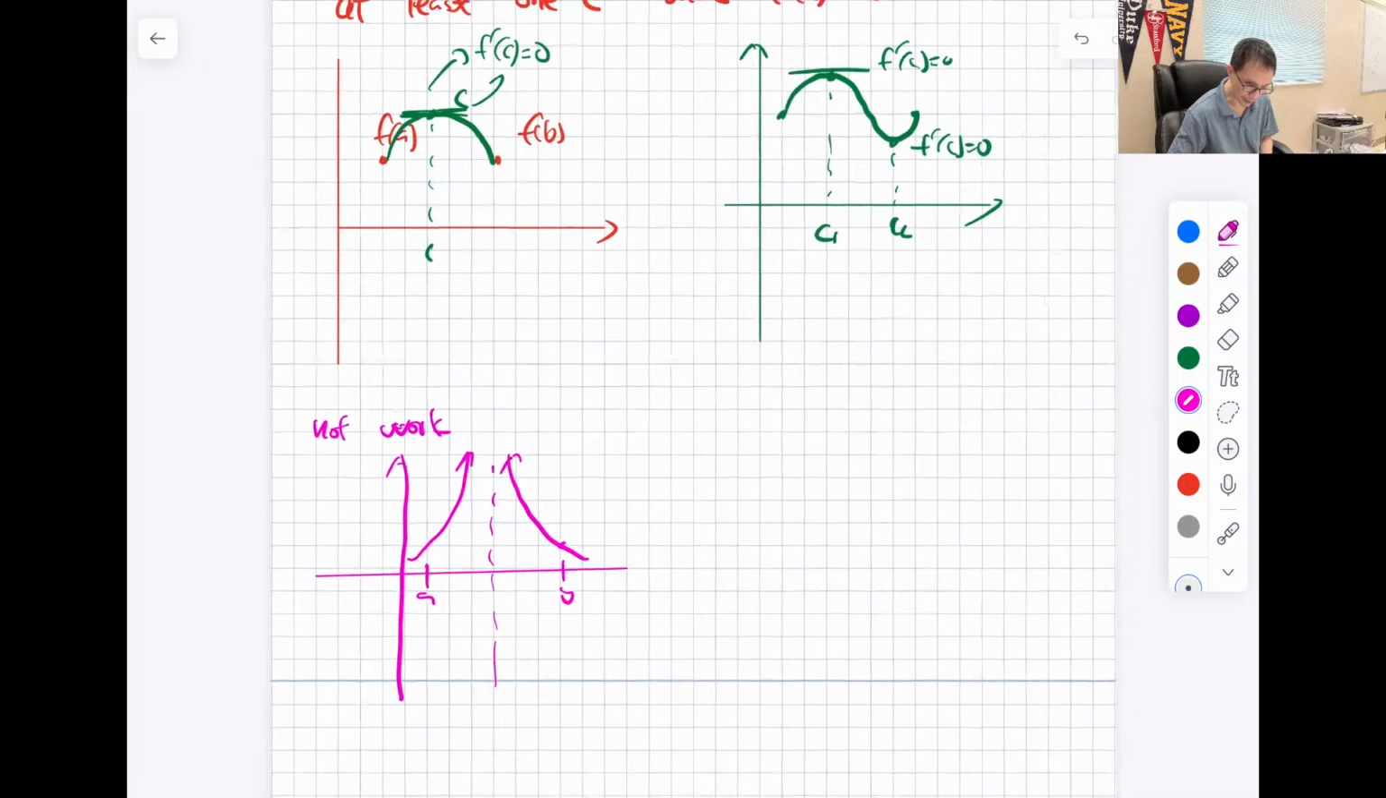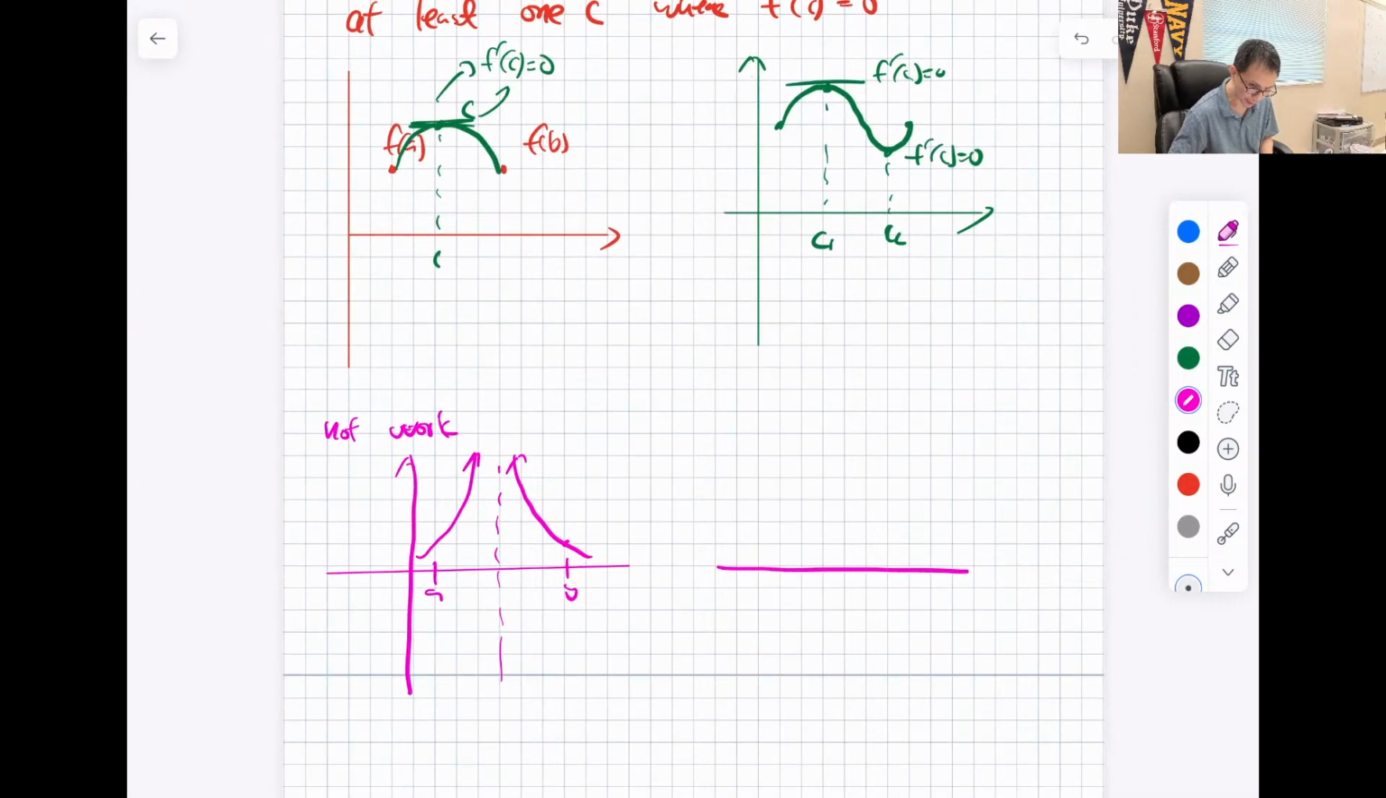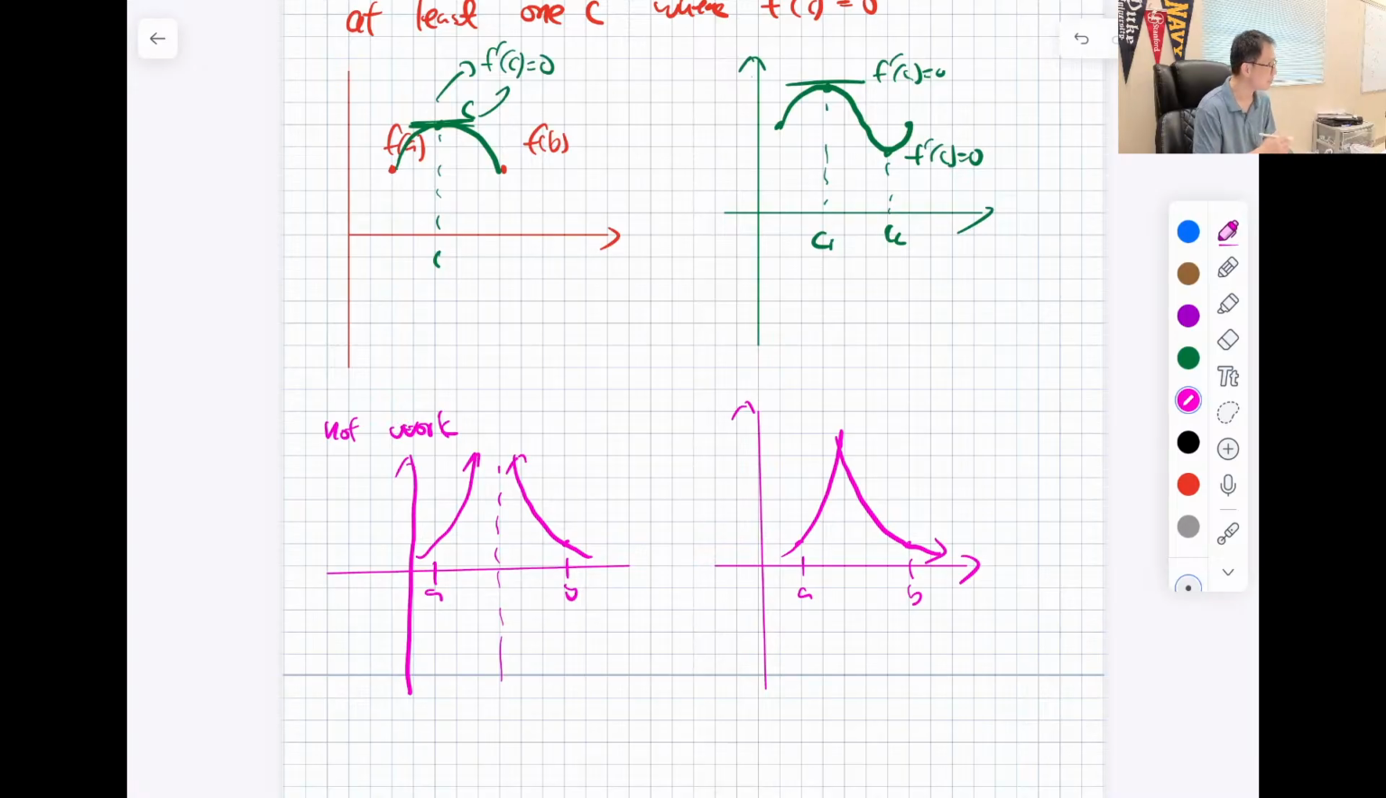Now another case where it's not working is, hey, what happens if you have a cusp? So you have this point and you have this and you have this. Is there any part of this graph that has slope equal to 0? No, because they never have a horizontal tangent. They actually have a vertical tangent here. This f prime of C is undefined, but not 0. Not 0, right? So therefore, Rolle's theorem does not apply in those two cases.